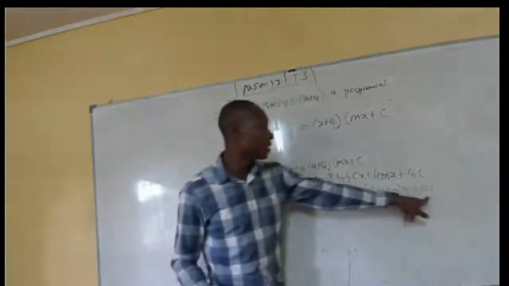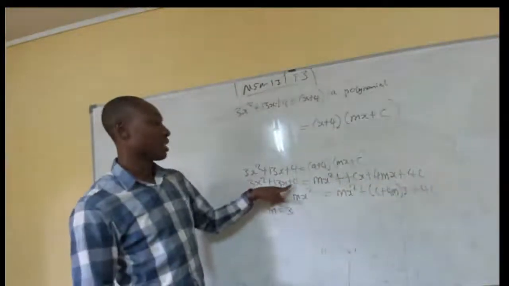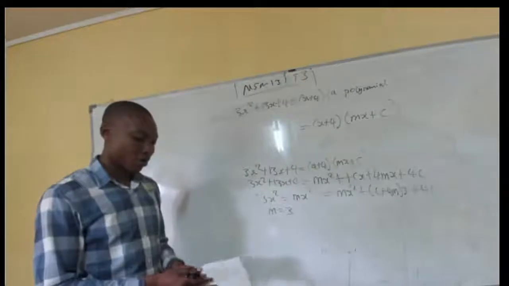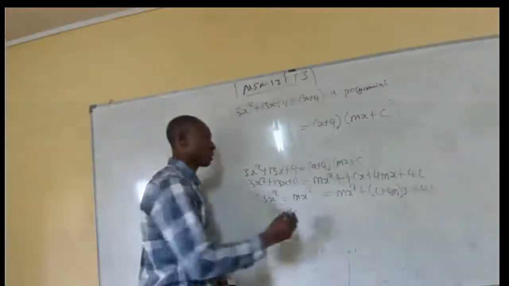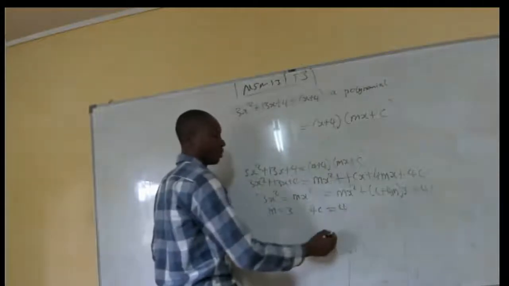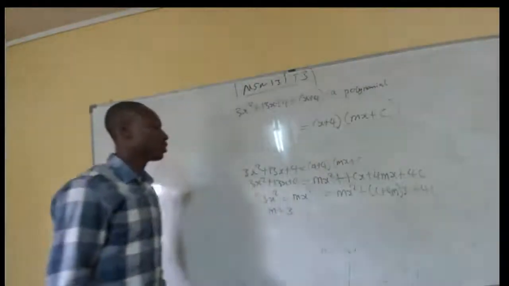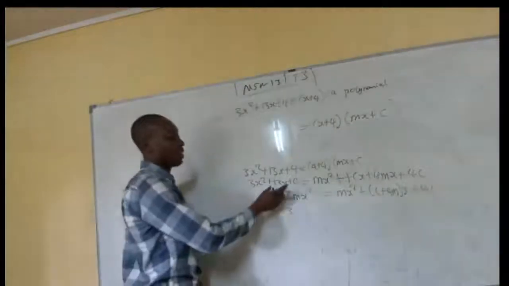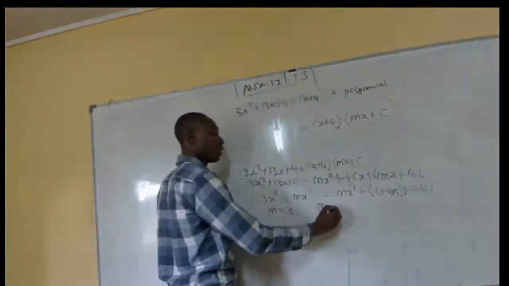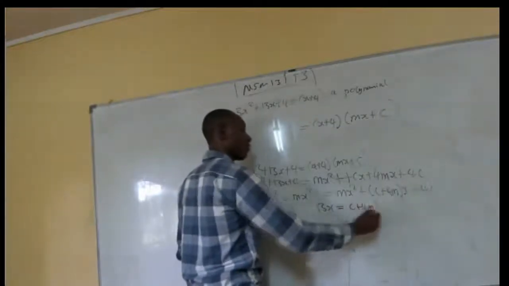We have 4c here, which is a constant, the term without an x. We have a term without an x here, which is actually 4. Right? So we will notice that 4c is actually equal to 4. Alright? But I will not use that because it's too easy. Let's use something more complicated. So we're saying 13x is equal to c plus 4m, then x.